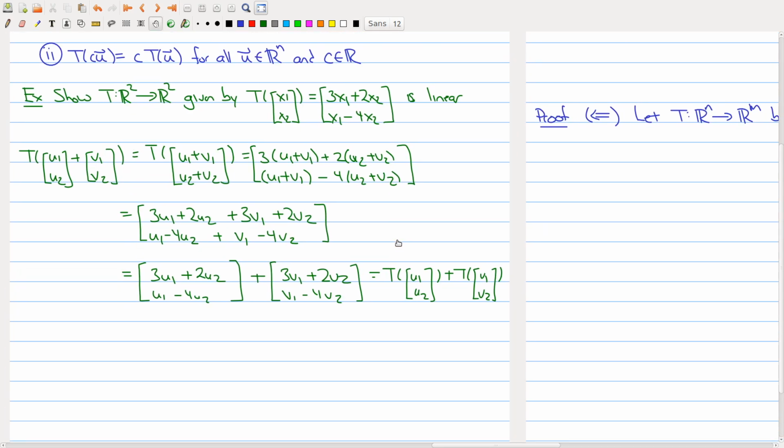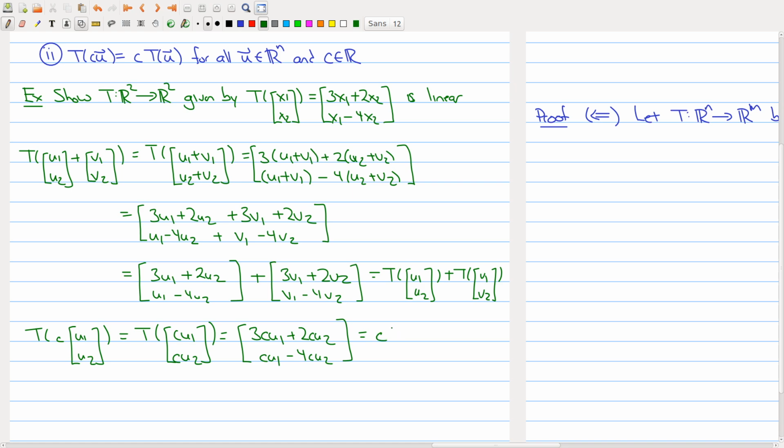Let's verify the second part of being linear. So if I take T of a constant times my vector (u1, u2), I'm first going to scale my vector. So I get (cu1, cu2), and then I put it into my transformation. So this tells me it should be (3cu1 plus 2cu2, cu1 minus 4cu2). Everything inside of this vector has a c, so I can factor it out.